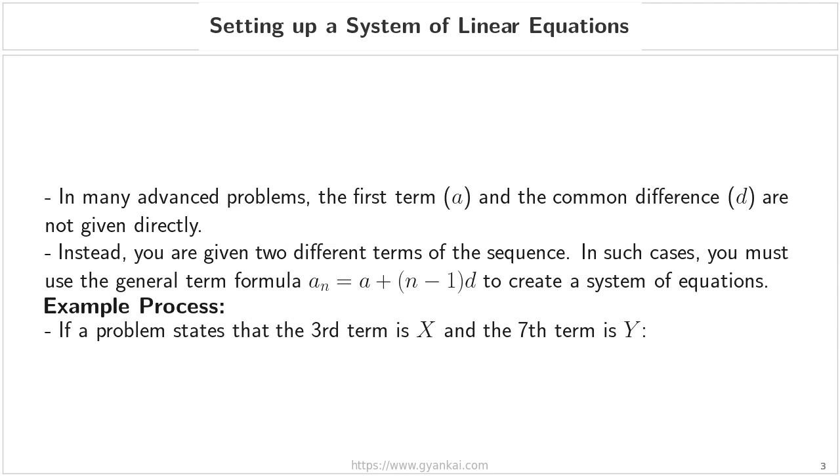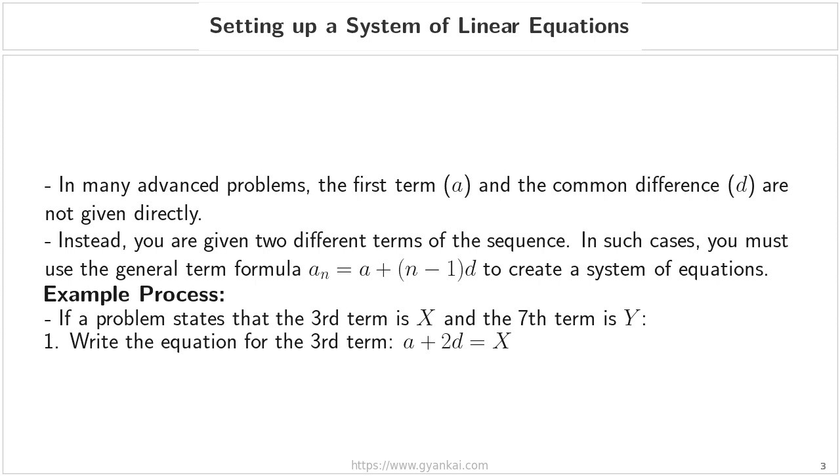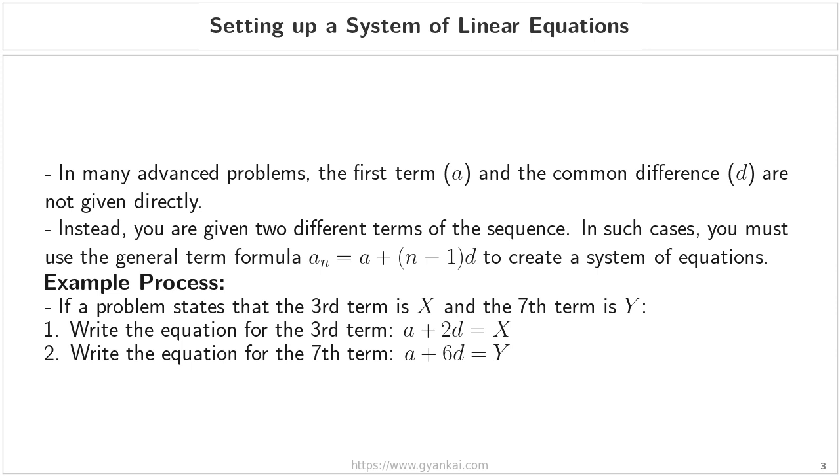Suppose a problem tells you that the third term is x and the 7th term is y. First, you will write an equation for that third term. Since n is 3, n minus 1 is 2, so your equation becomes a plus 2d equals x. Next, you do the same for the 7th term.